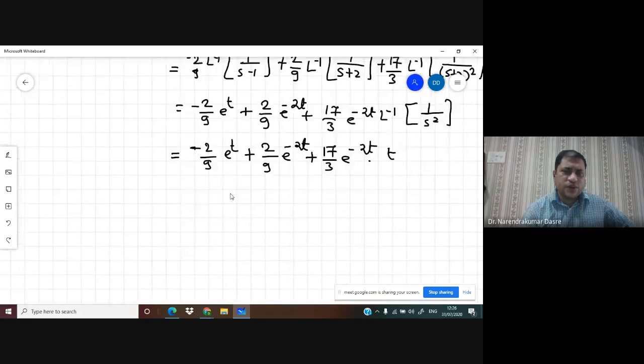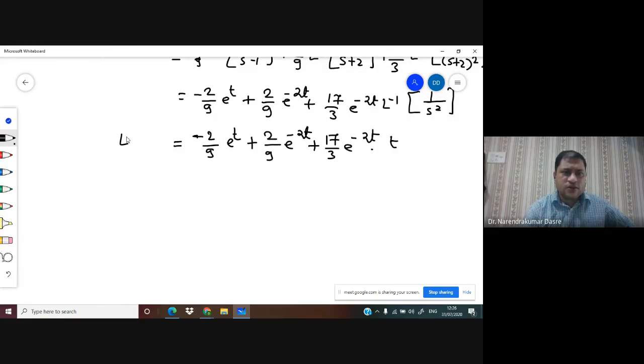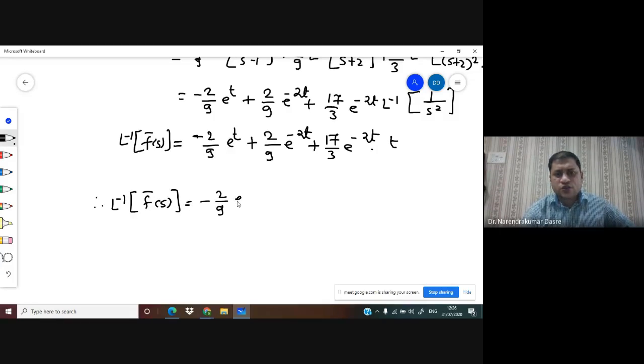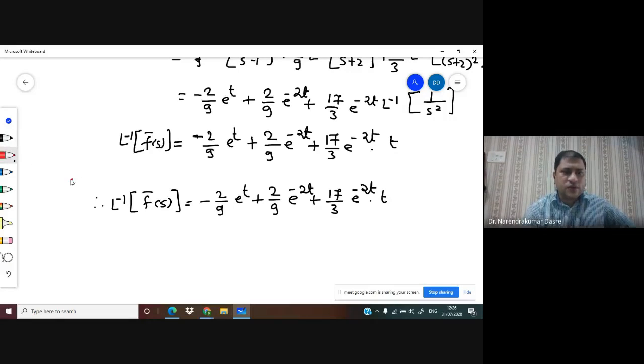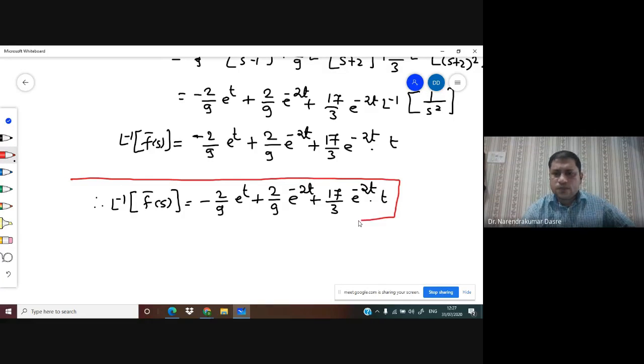So this way we are able to get the inverse Laplace transform of F bar of s. So we got inverse Laplace transform of F bar of s equal to -2 by 9 e raised to t plus 2 by 9 e raised to -2t plus 17 by 3 e raised to -2t into t. So this is what we are able to get.